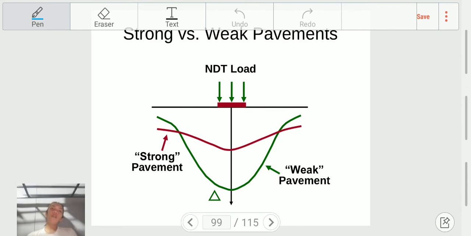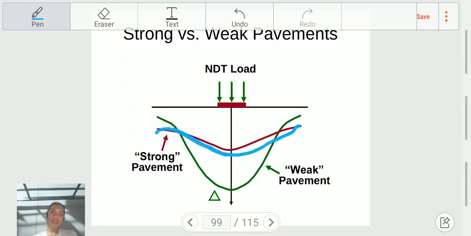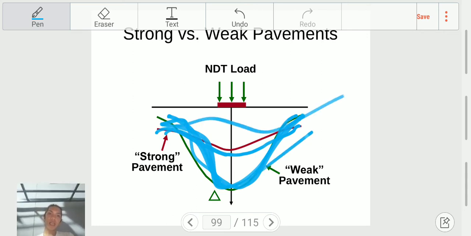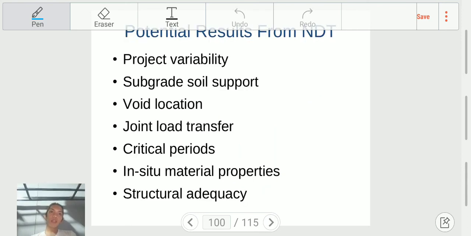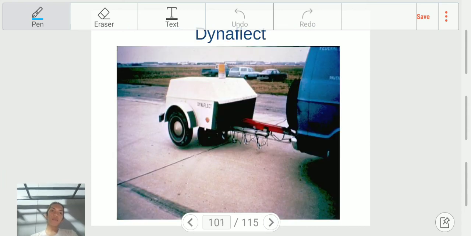So this is the strong versus weak pavements. So the NDT load. For our strong pavements, we have here color red. Strong pavements. For the weak pavements here, that's the difference between the two. Mas malalim ang weak pavements than strong pavements. So potential results from NDT: project variability, subsurface void support, joint location, load transfer, critical periods, in situ materials property, construction adequacy.